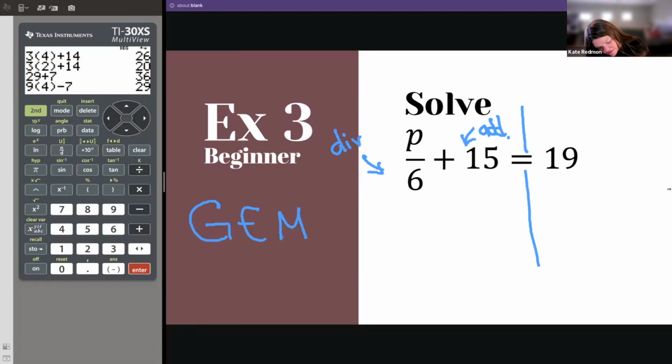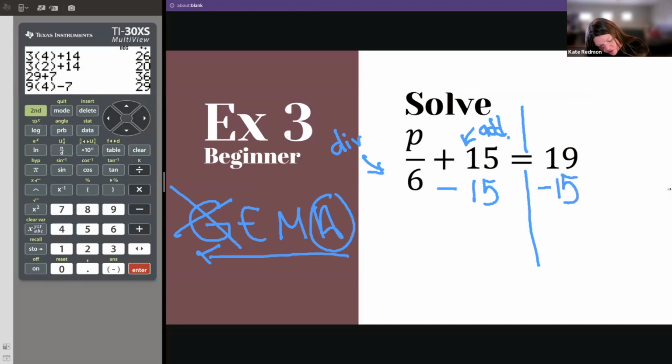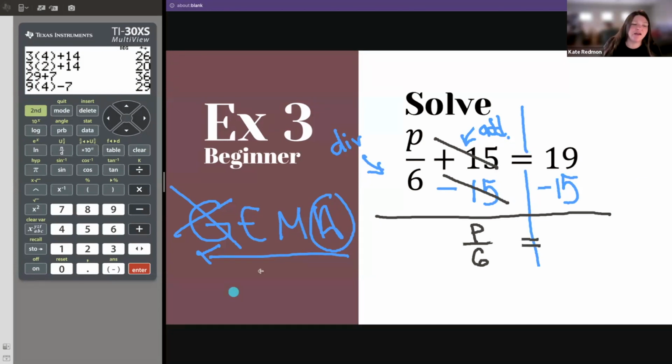And we said that if there's no groupings, because I save groups for last, I'm going to move anything adding or subtracting first. And so I'm going to move that 15 first by doing the opposite, by subtracting. Can I do that? I sure can, as long as I do it to both sides. And let's see what our new equivalent equation will be. Well, adding 15 and subtracting 15 are opposites, so they will zero out. They'll cancel, and I'll just have P over 6. And that's going to be equivalent to whatever I get on the other side. And of course, 19 minus 15 is just 4.